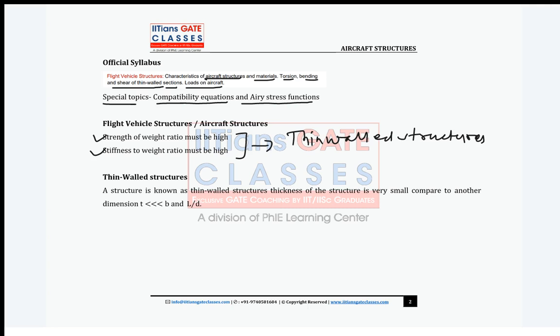Now, what do you mean by high stiffness to weight ratio? Can anyone tell what a high stiffness to weight ratio is? High stiffness to weight ratio means what? See, you cannot have high deformation, because your components are large. The lengths are more. You cannot have very high deformations, right?